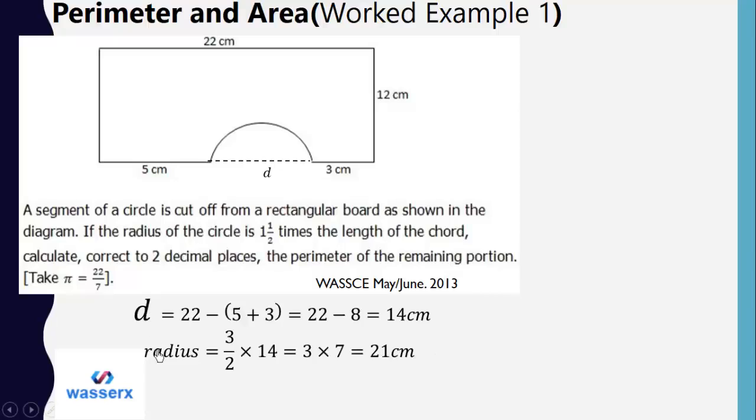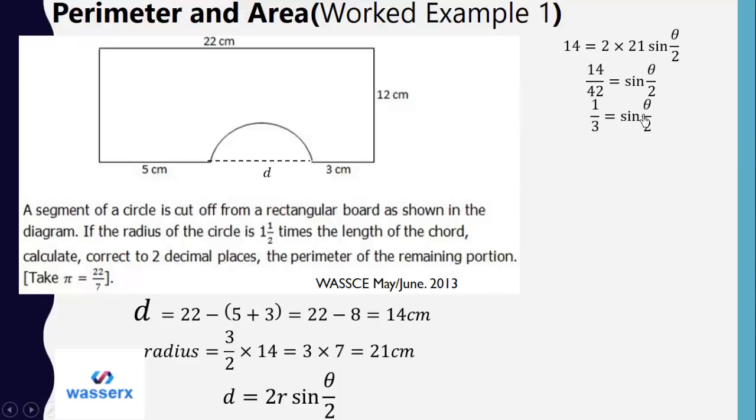Now we know the radius and we know the length of the chord, but we know the formula for finding the length of the chord has the radius and theta in it. So we can base on that to find the angle theta, which will help us determine the length of this arc. So we know d is equal to 2r sine theta over 2. So we sub in the values for d and r to obtain this. Simplify further.